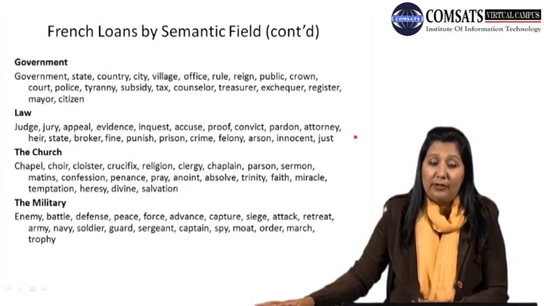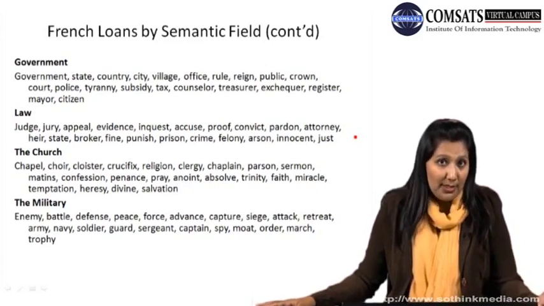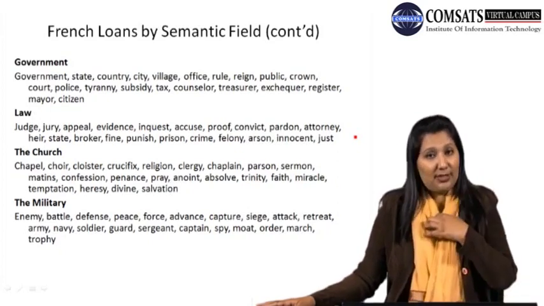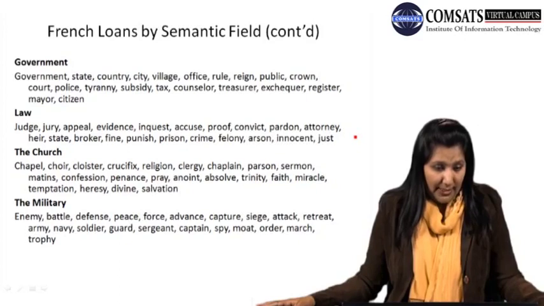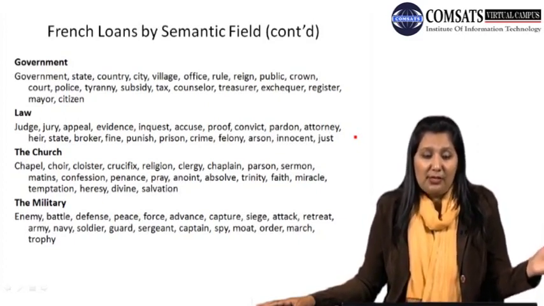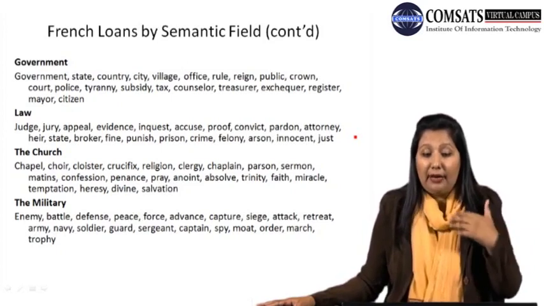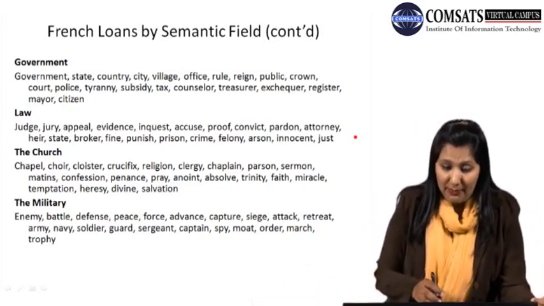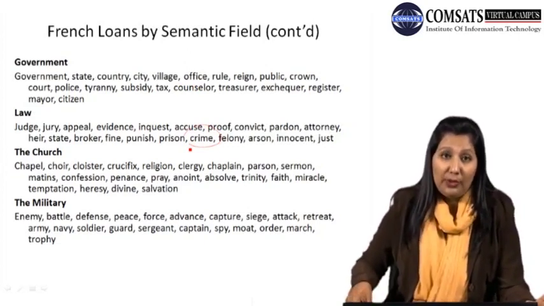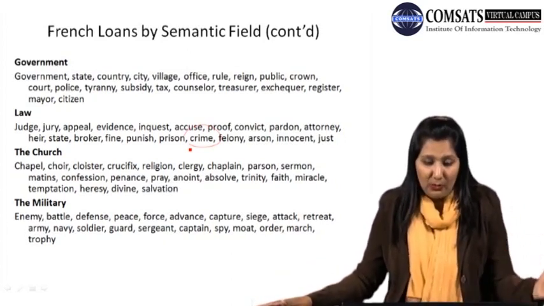Yes, a few more lists are related to government. You can have a look yourself at how important these words are, and these words really exist even in today's English as well. They have got the same status, and they are existing in the same way. For example, government, state, country, city, village, office, councillor, treasurer, exchequer, registrar, mayor, citizen. All the words related to government vocabulary, and then the words related to law: jury, appeal, evidence, inquest, prison, crime. Wow, I'm really happy to know that the word crime is again coming from French origins, because my PhD research is a bit about crimes as well.